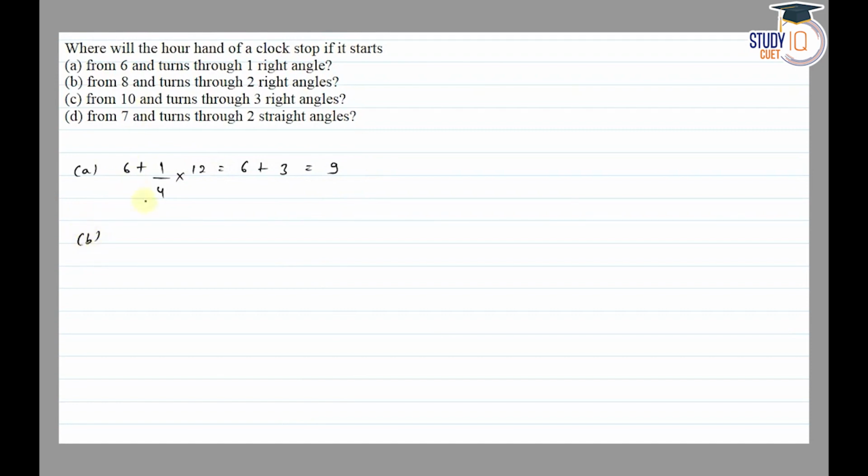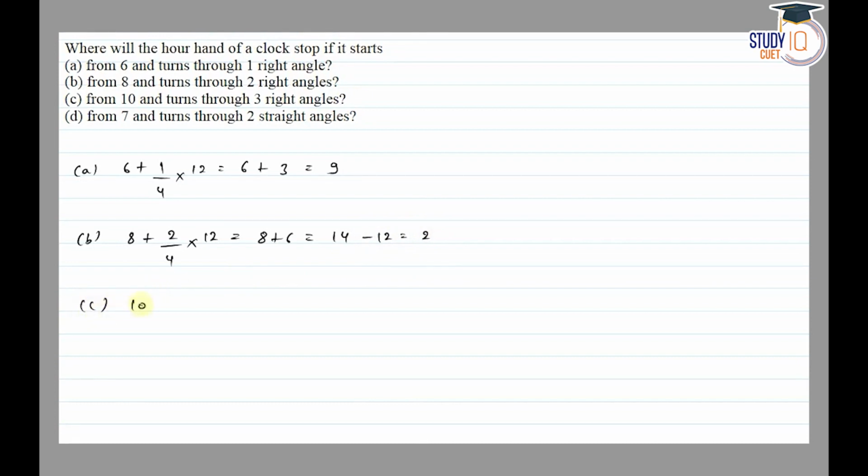(b) From 8 and turns 2 right angles. So 2 right angles, and a complete revolution has 4 right angles and a total of 12 subparts. So we have 8 plus 6, which is 14. In 12, one revolution is complete, so 14 minus 12 is equal to 2. So it will stop at 2.